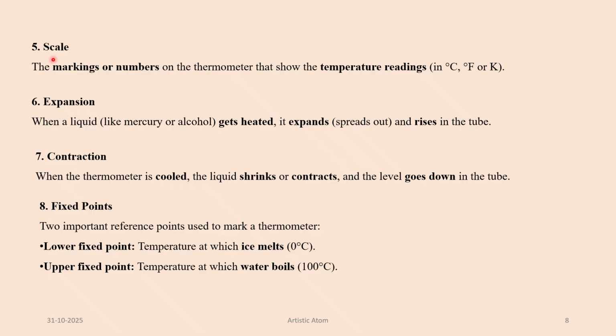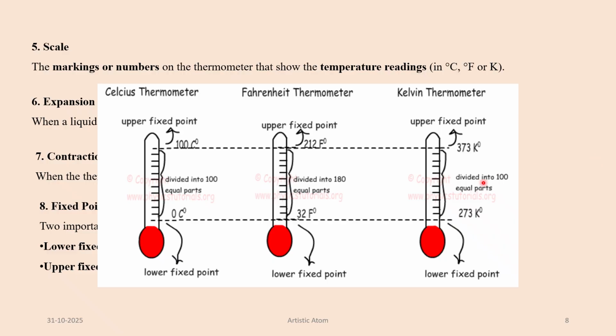So the next term is scale. When we were reading the thermometer, we have seen that on the thermometer there are different markings. These markings are nothing but the scale of the thermometer. Whenever we talk about the scale of a thermometer, usually it refers to the markings on it.